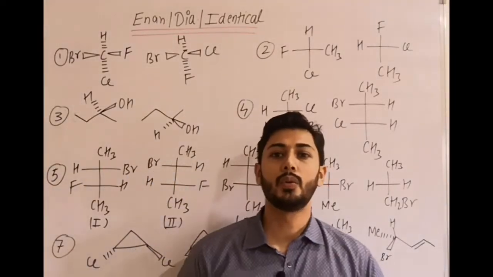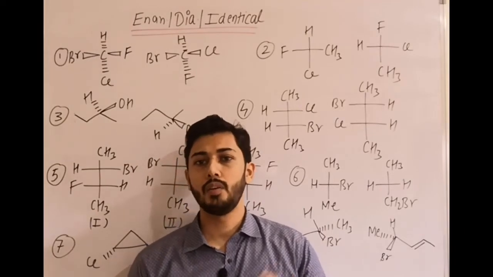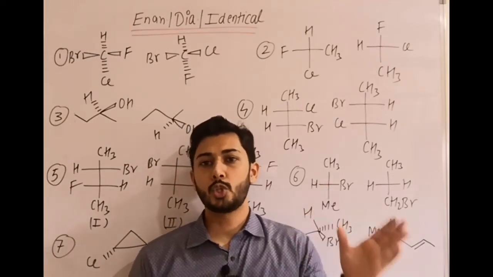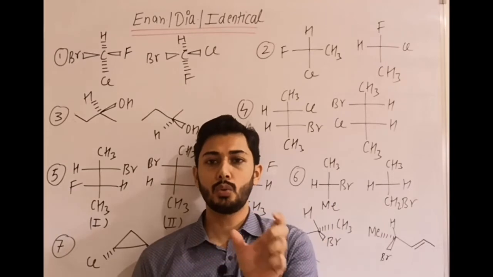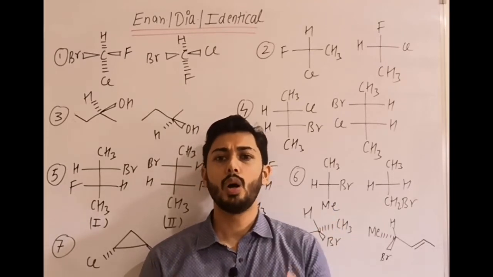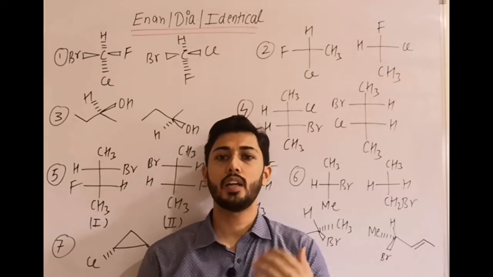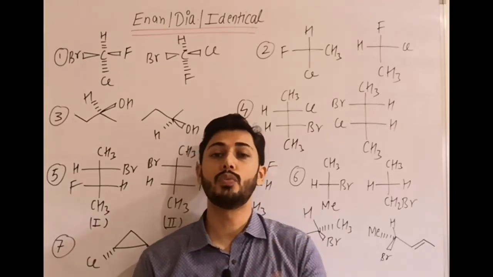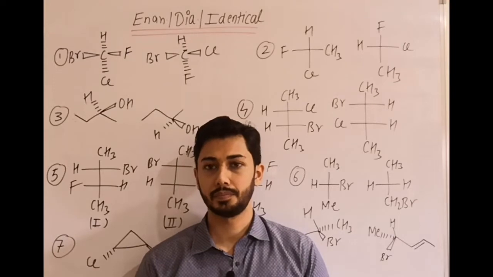Hello everyone. In today's quick revision part, I will discuss enantiomer, diastereomer, identical. How to find these relationships if two molecules are given, or whether the given molecules are stereoisomers or not. Then we go for structural isomers, right?